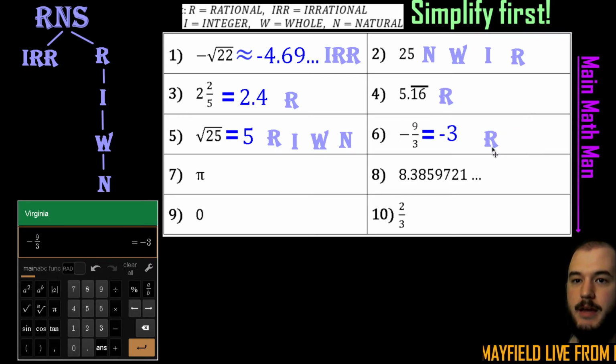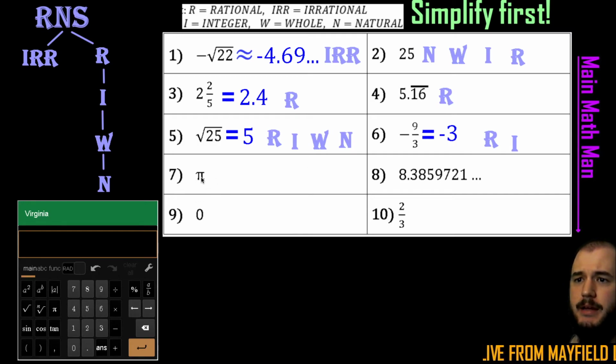So yes, -3 is rational. It is also an integer. We can see it on a number line. However, it is not a whole number, and be able to say, okay, it is not a whole number because it is negative. So we would not include it in the whole numbers.